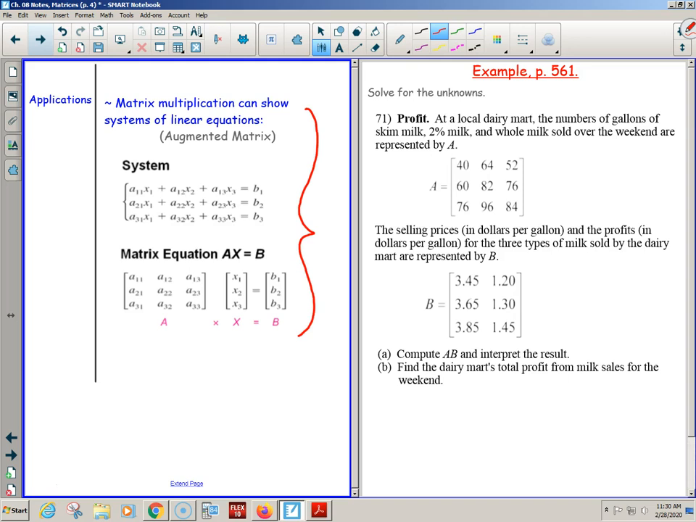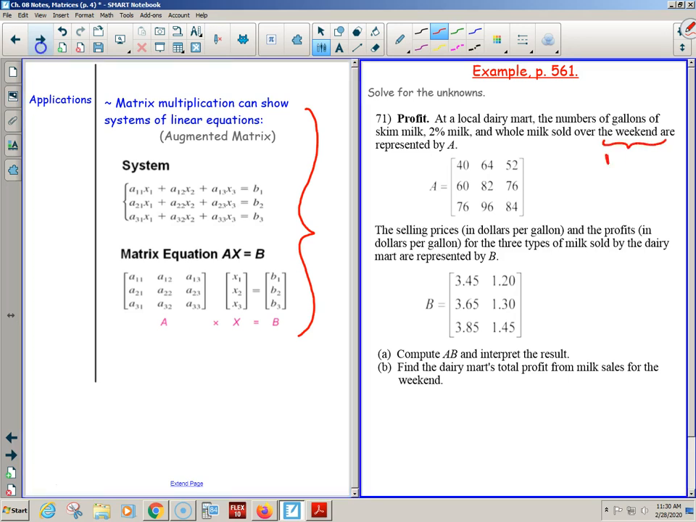So here we go. A local Dairy Mart, the numbers of gallons of skim, 2%, and whole. 3 categories of milk. Over the weekend, okay, pause. By weekend, we mean, in the business sense, Friday, Saturday, Sunday. So we have 3 days, we have 3 types of milk. I wonder which is which, because they didn't really label the rows or columns. The selling prices in dollars per gallon and the profits in dollars per gallon for the 3 types of milk sold by the Dairy Mart are represented by B.